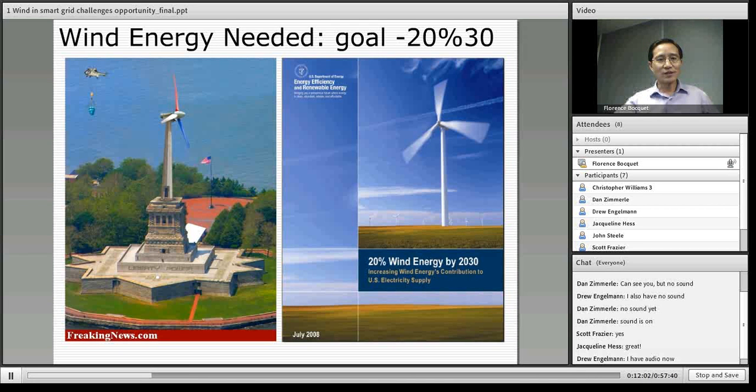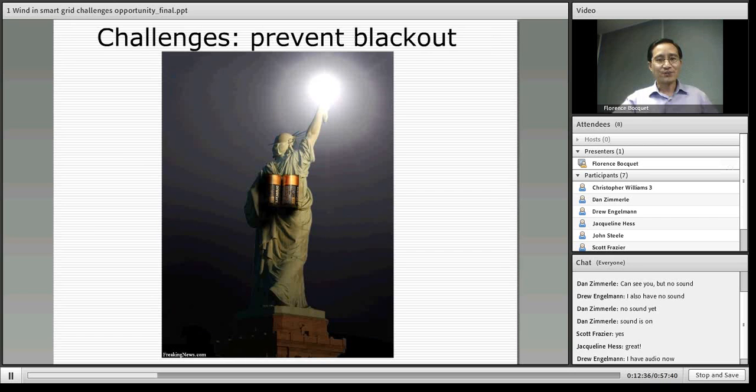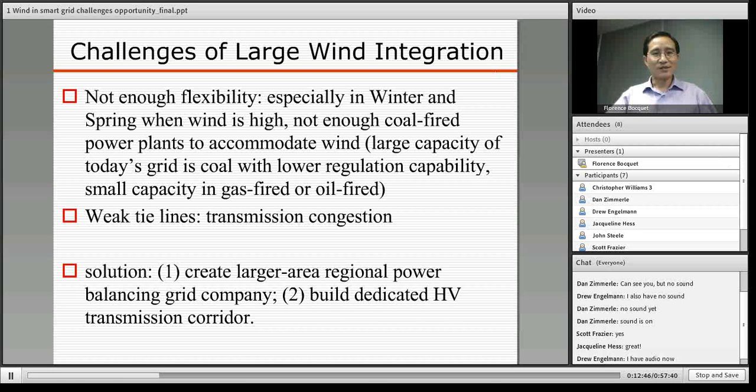So wind energy, as we know, DOE has an ambitious goal of achieving 20% of wind energy by 2030, right? By 2030. And there's a report in 2008 coming out from the DOE study, and this goal can be achieved, but of course there are some technical challenges, and other challenges, right? Transmission challenges, and one challenge is, for example, to prevent blackout as we integrate more wind into the grid. And so what are the challenges?